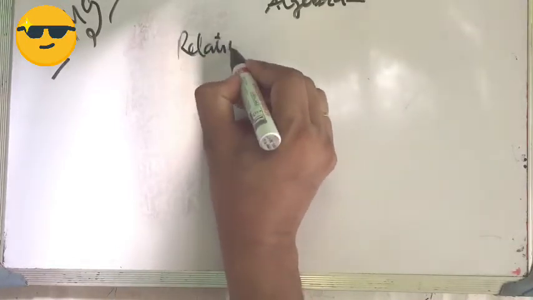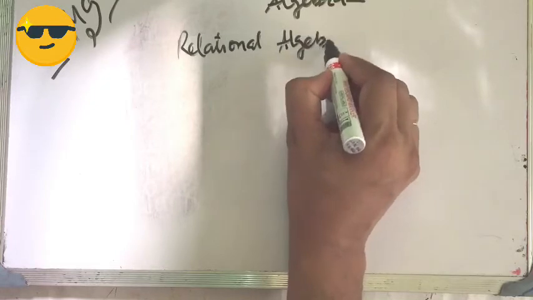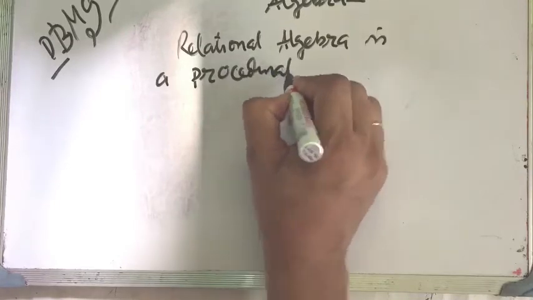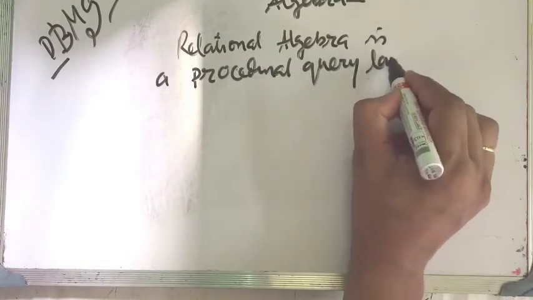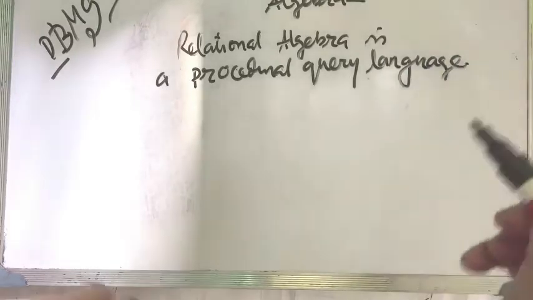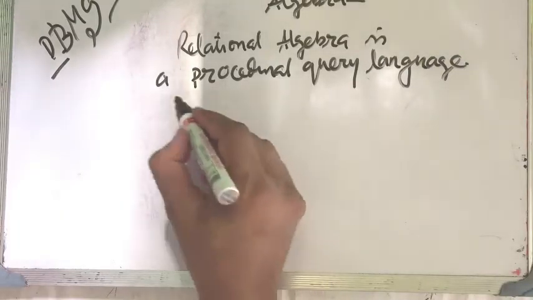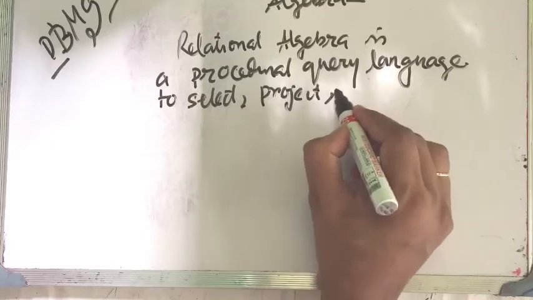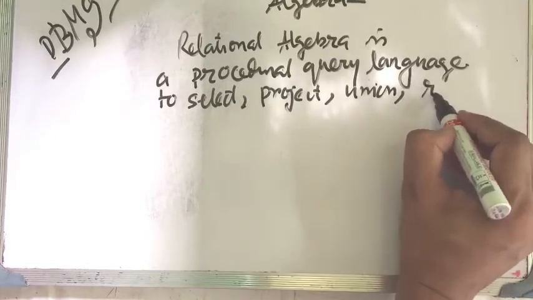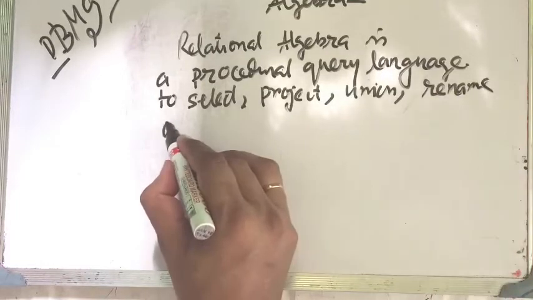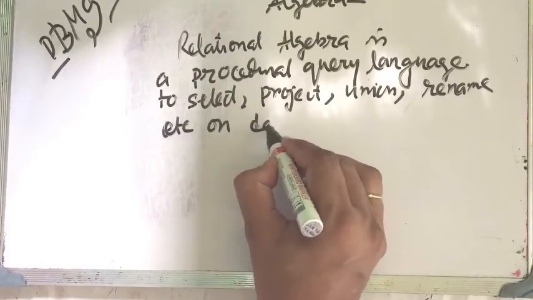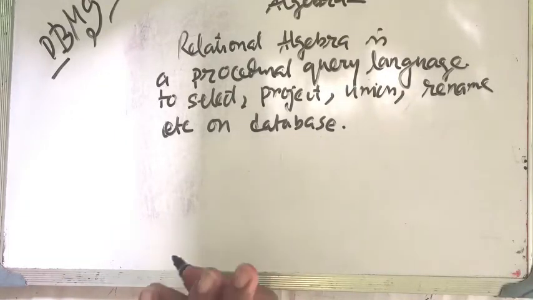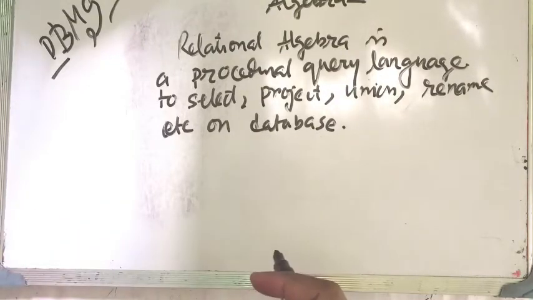Relational algebra is a procedural query language to select, project, union, rename, etc. operations on a database.